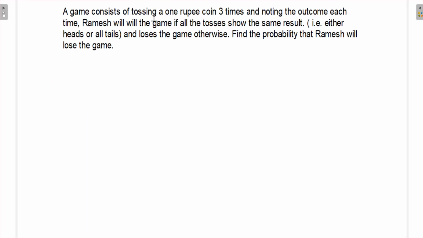A game consists of tossing 1 rupee coin 3 times and noting the outcome each time. Ramesh will win the game if all the tosses show the same result, that is either heads or all tails, and loses the game otherwise. Find the probability that Ramesh loses the game.